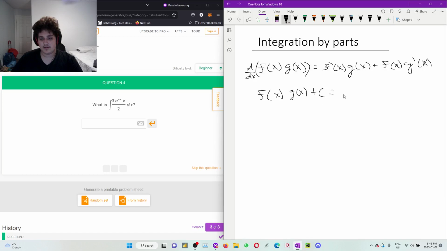And then due to the sum rule of integrals, we can split this up into the integral of this plus the integral of this, instead of the integral of both, since they're equivalent. So that gives us this.